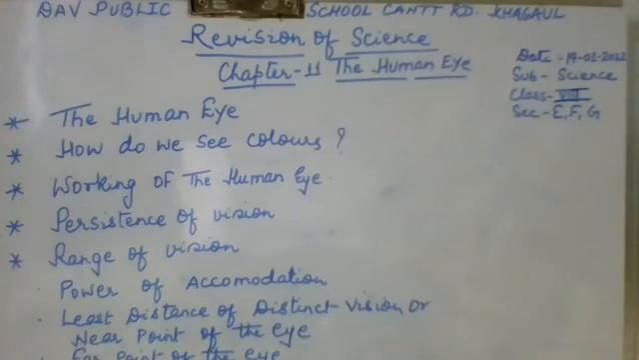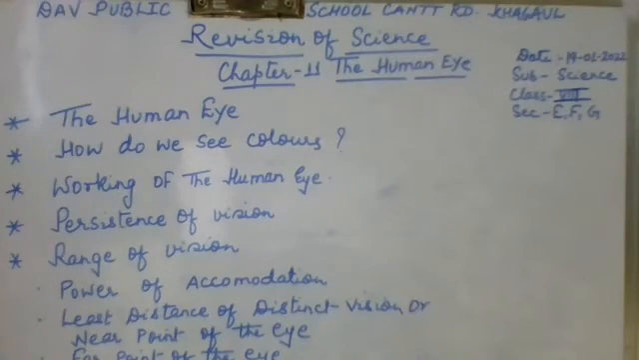Okay, Anupriya, what is the range of vision? The distance between the near point of the human eye and the far point of the human eye is known as the range of vision, which is 25 centimeter to infinity. Okay, so children, till here any problem in any of the points? Is there any difficulty in the topic till here? No, ma'am.